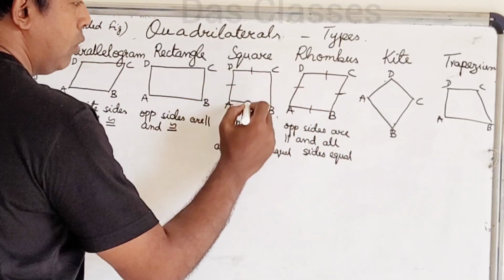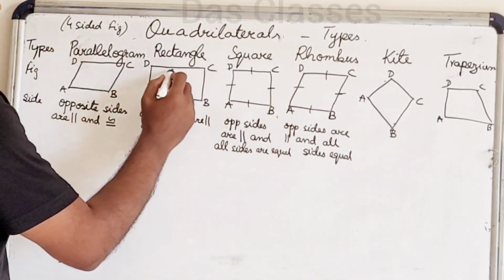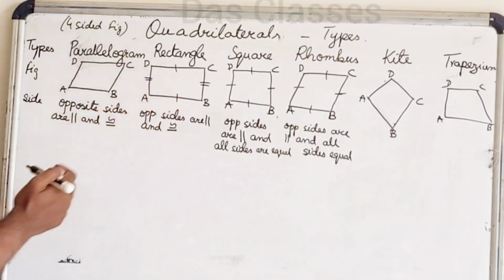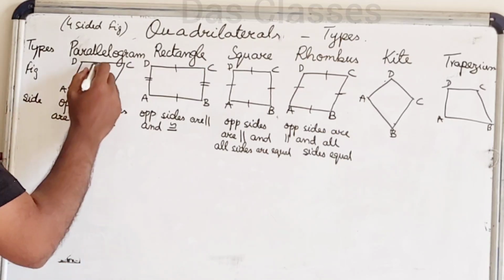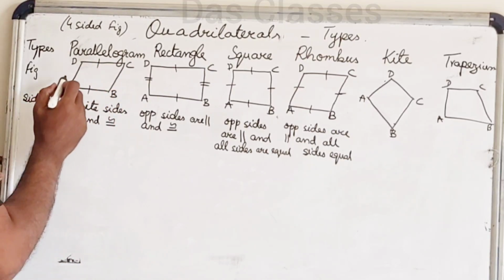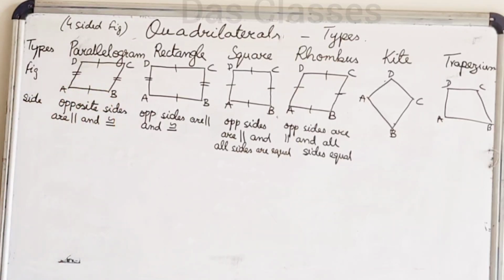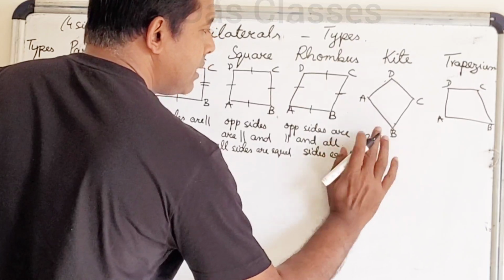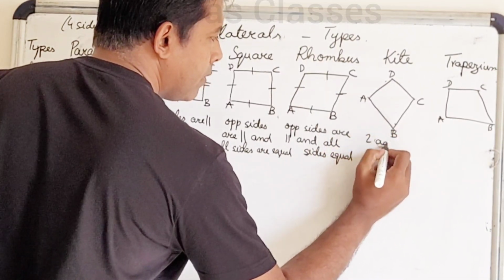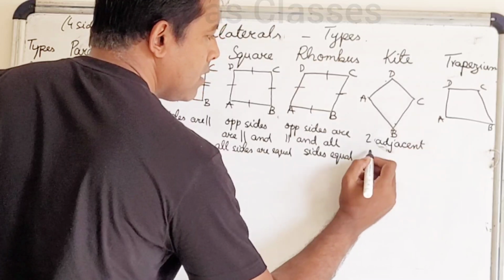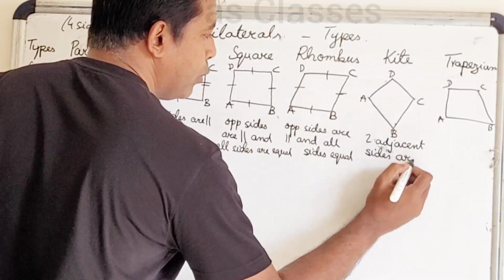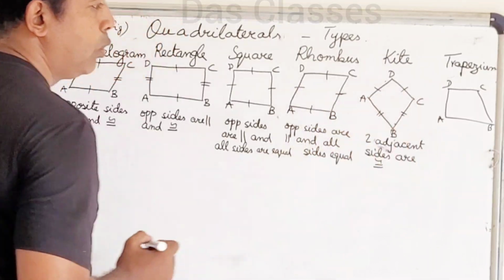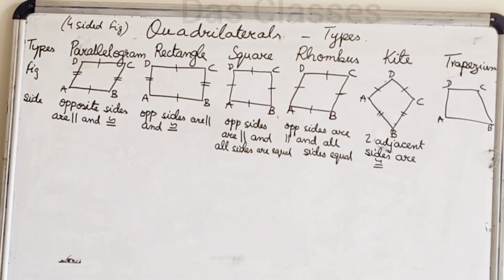In case of square, all sides are equal. In case of rectangle, opposite sides are congruent, means AB is equal to CD and AD is equal to BC. Same thing over here. Parallelogram also the same thing. Opposite sides are parallel and congruent. And in this case, two adjacent sides are congruent. That means this side AB is congruent to BC. So that is about the sides.